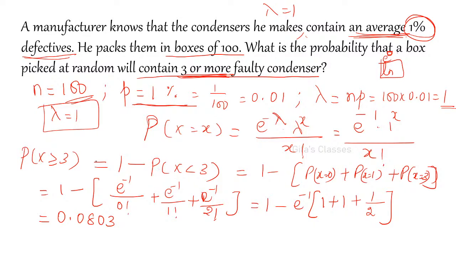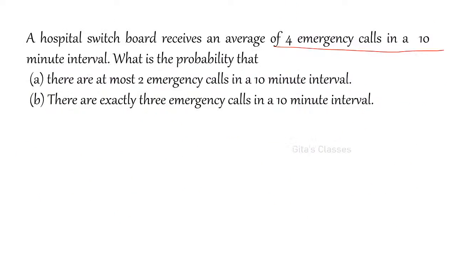So, 1 minus, when you consider, it will be strictly less than 3. When you have greater than or equal to, 1 minus will be less than 3 only. Should not consider equal to 3. Equal to 3 will be included in this only. You cannot include it in this. Understood? Got it?